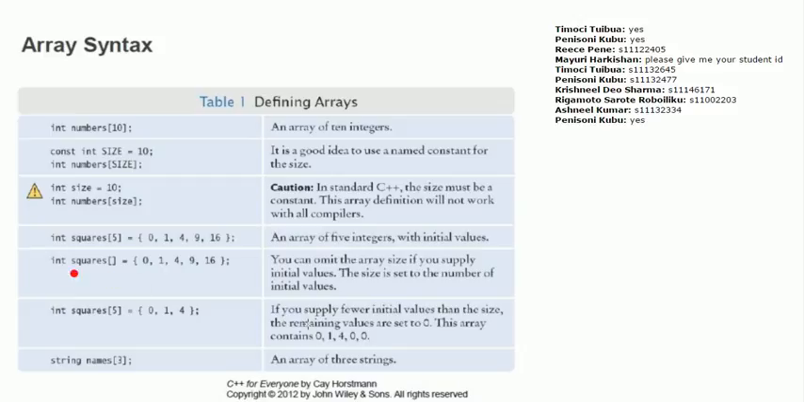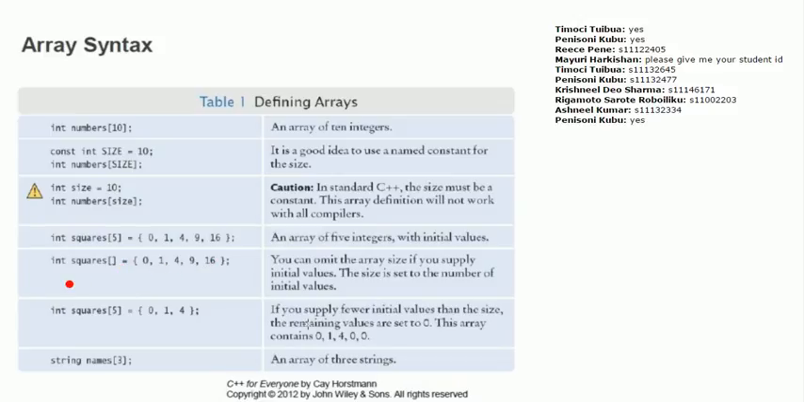So what happens here? It's kind of the same thing. The initialization is here, but the size is being omitted. So it says you can omit the array size if you supply initial values. The size is set to the number of initial values. So by default, this will automatically become 5 because you have initialized this array with 5 numbers.